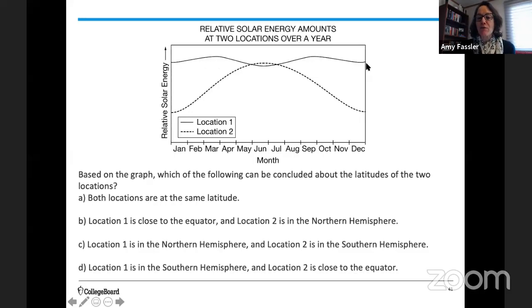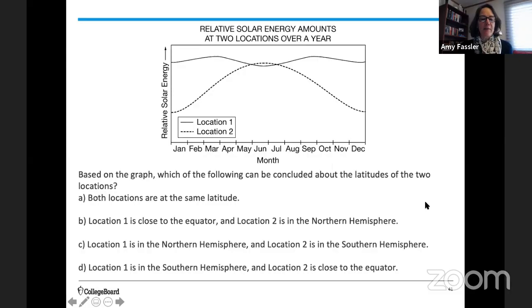tends to have about a flat line. There doesn't seem to be a whole lot of difference in the amount of incoming solar radiation throughout the year. And location 2 has a very dramatic change in the amount of solar radiation, and it looks like I have seasons of the year where there are times when there's a small amount and times where there's a peak amount of solar radiation.